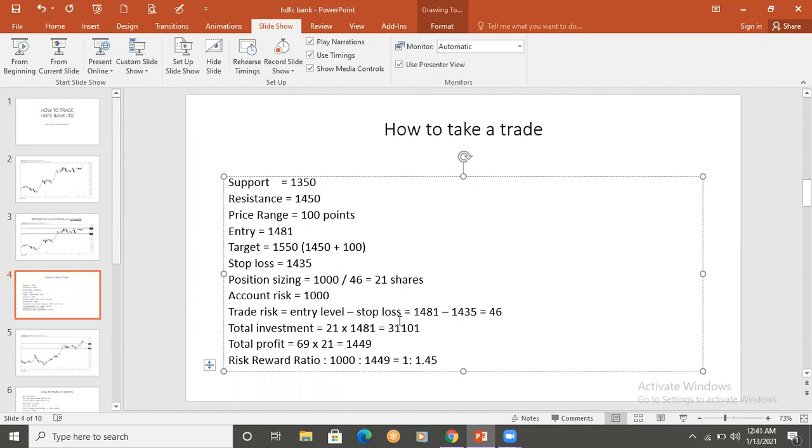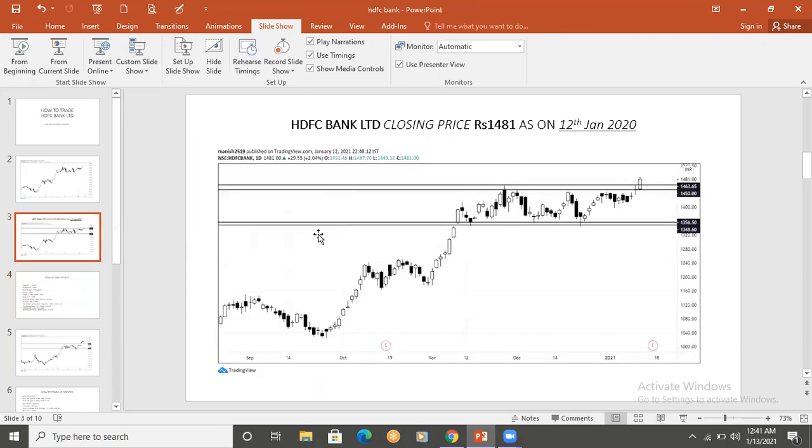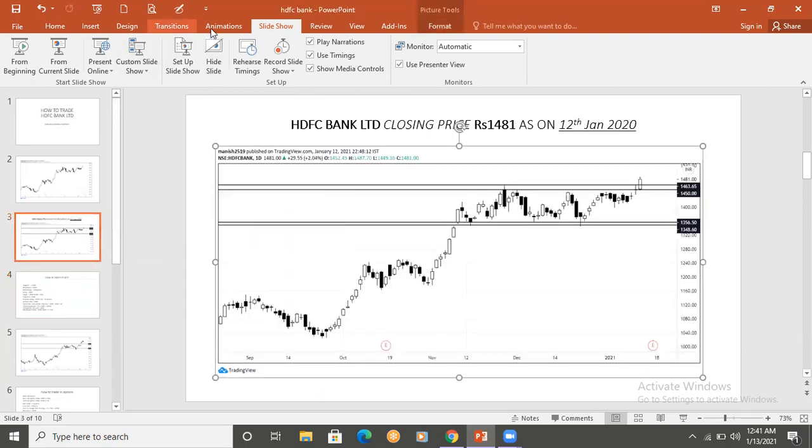So whenever you see any stock moving sideways, wait for a breakout or breakdown. This support and resistance concept works really well. Let me show you one more example. So this was HDFC Bank. This is how guys you can trade.